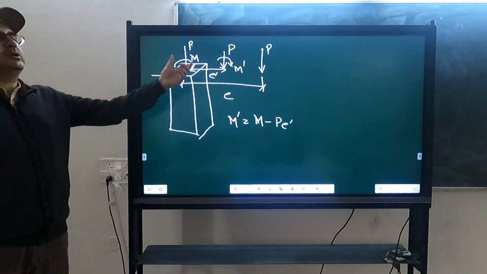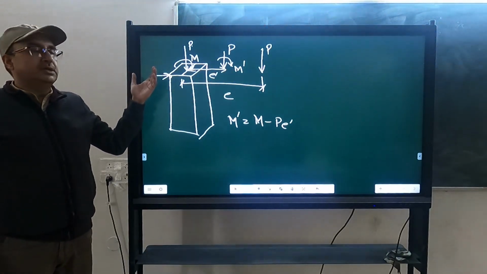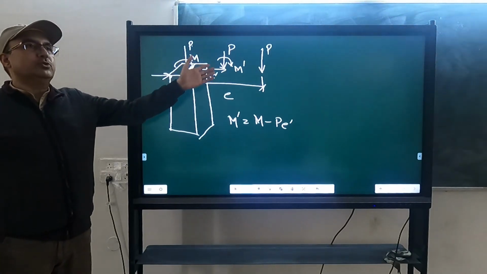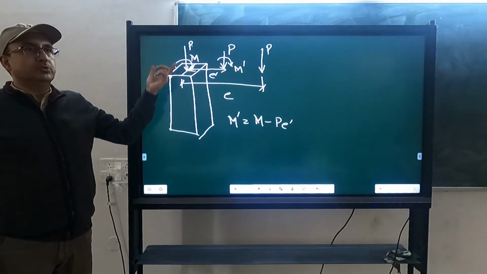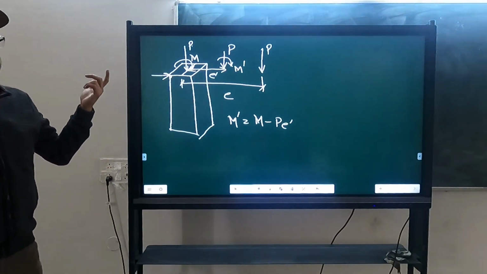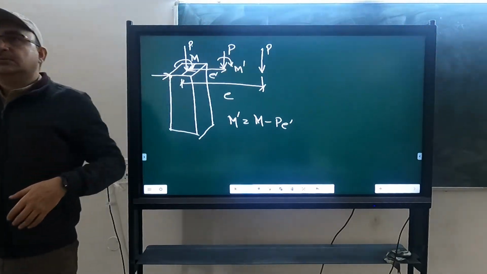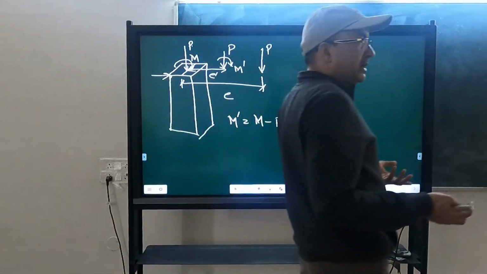So like that you can take it at any axis. All are equivalent. It's up to you where you want to represent this M. Now which axis should I take? I can take anywhere. So what comes to your mind, what precaution do you need in taking the axis?